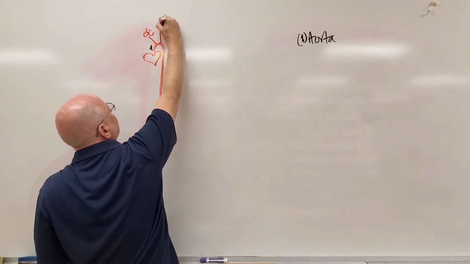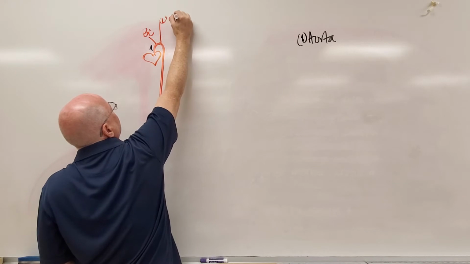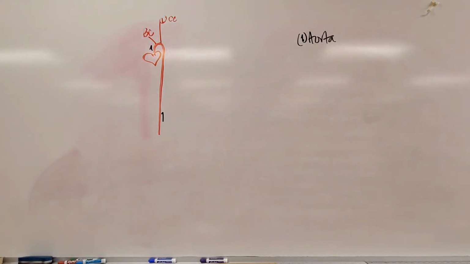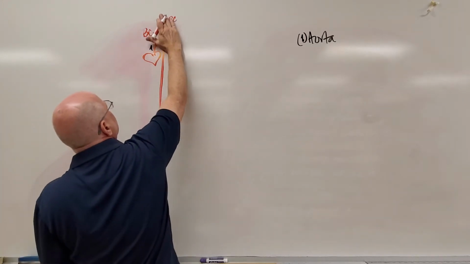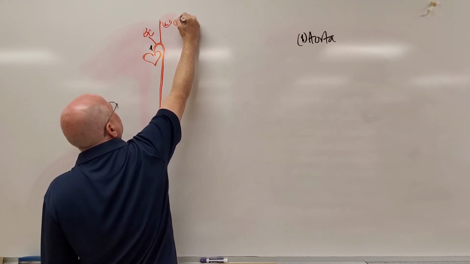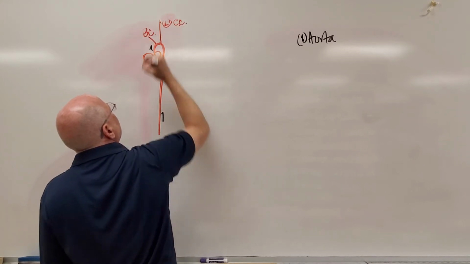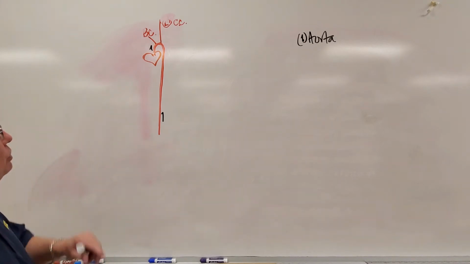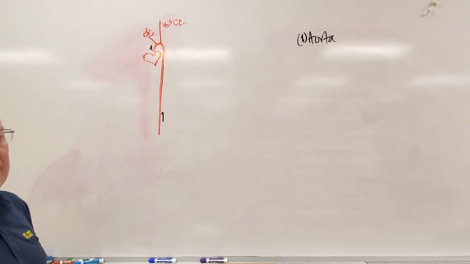And then this branch coming up here would be the left common carotid. I'm just going to put an L with a circle around it for left, and then CC. And it's really hard to read that, so let me erase this and make it a little bit bigger and easier to see. Left common carotid artery. Okay, we've named those in a previous video. I'm not going to worry about them.